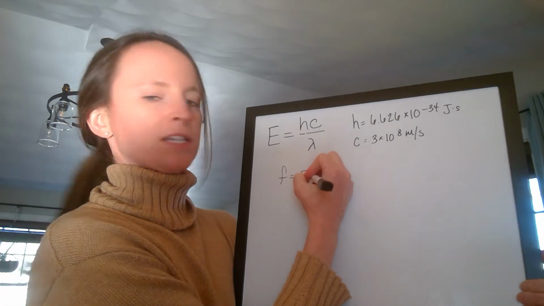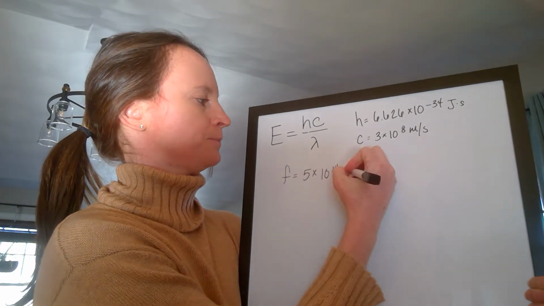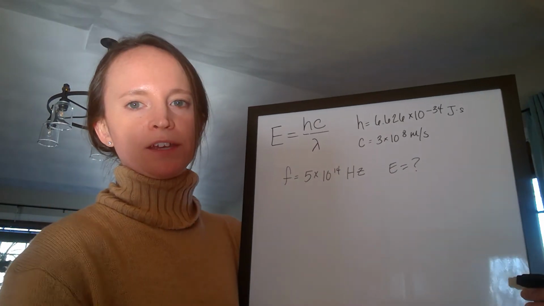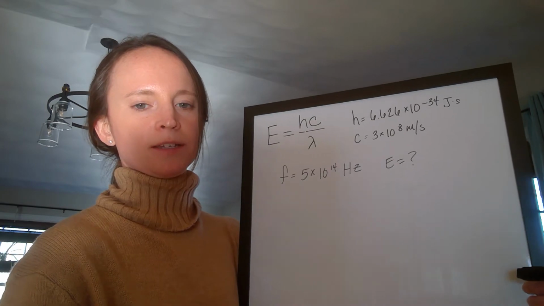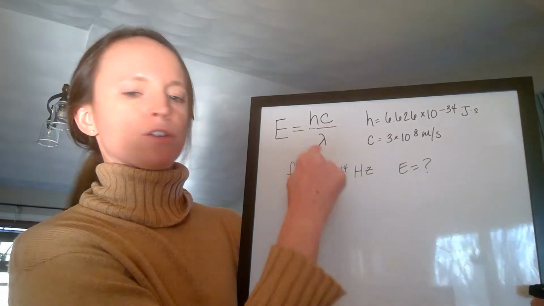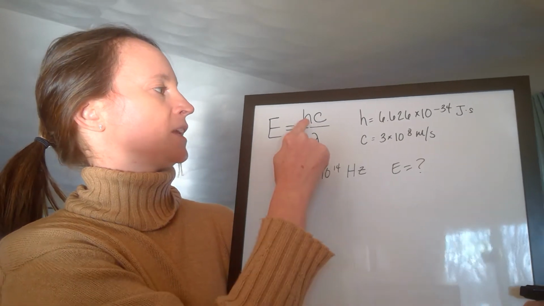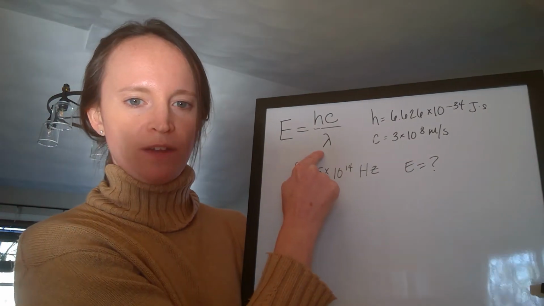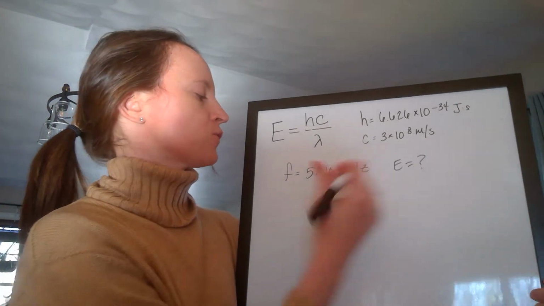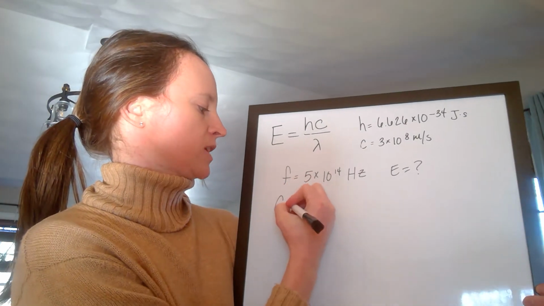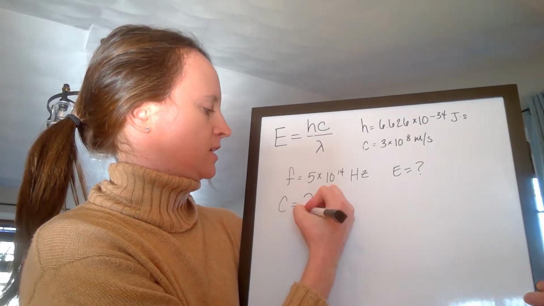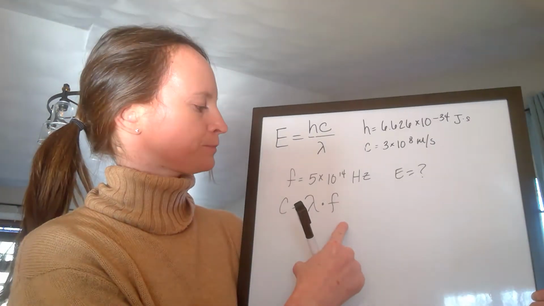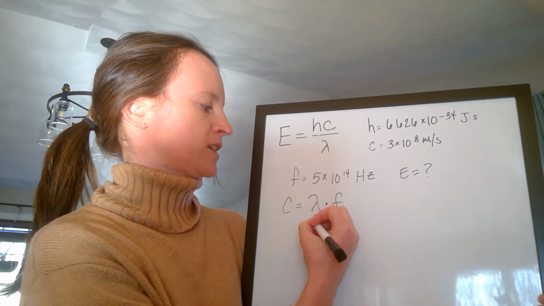Slide number 13 says calculate the energy of a photon of radiation whose frequency is 5 times 10 to the 14th hertz. And we need to calculate its energy. So we can't use that energy equation yet because frequency is not in the equation. In order to solve for energy, we need H and C, which we always have. Those are constants. But then we also need lambda, which is wavelength, and we don't have that yet. So first we have to solve for wavelength using yesterday's equation, C equals wavelength times frequency. If I'm going to solve for wavelength, I divide out frequency.